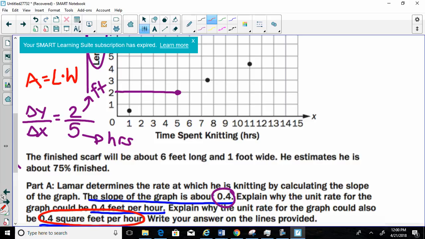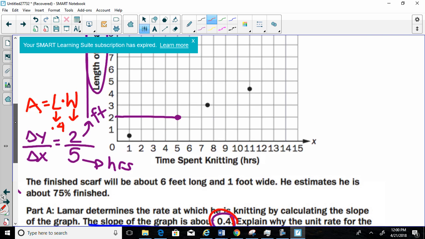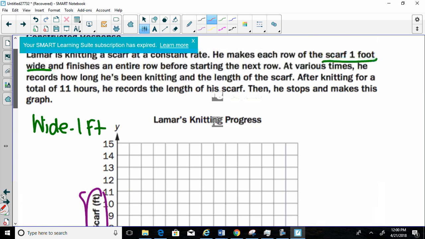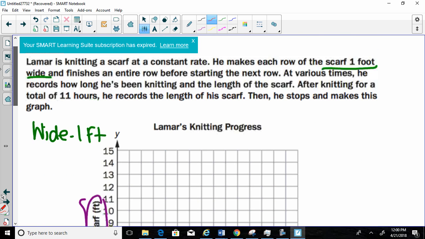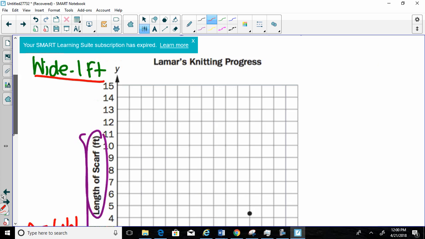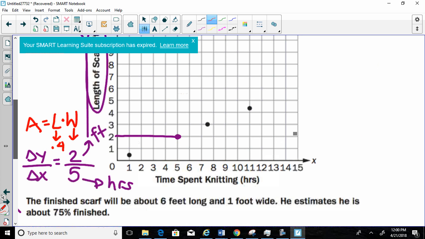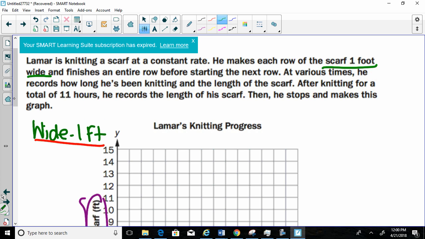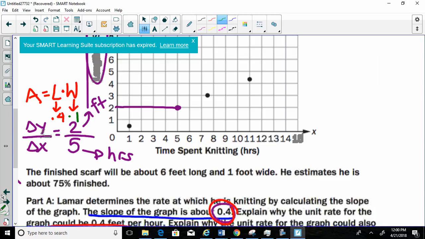So what did we find our length was? What did we just find it was? 0.4, right? And then they said the width, how wide is it each time? 1 foot. So the width is 1. So what is 0.4 times 1? 0.4. So that's why the area would also be 0.4.